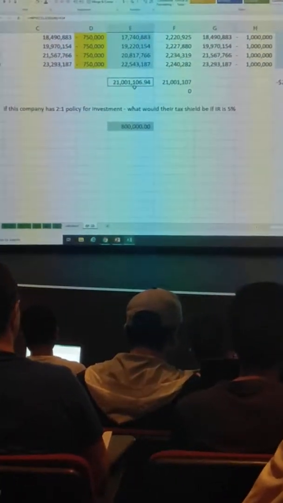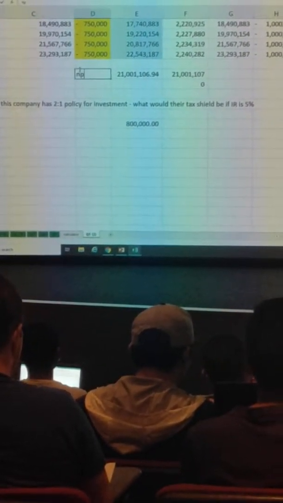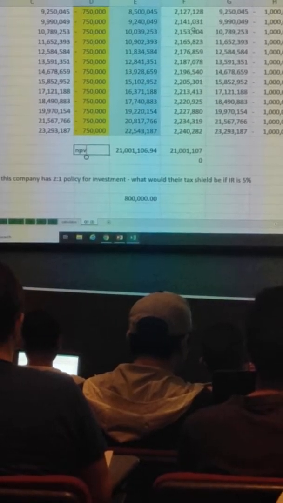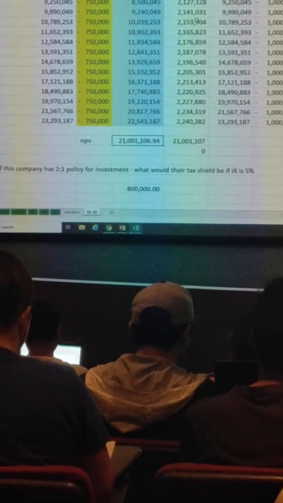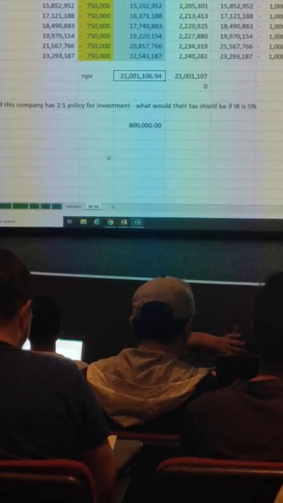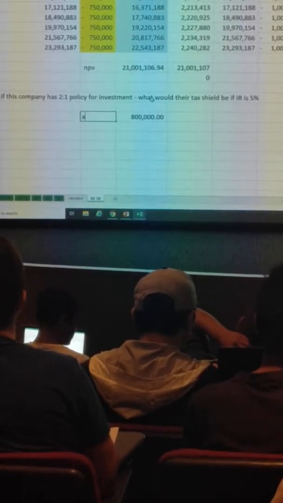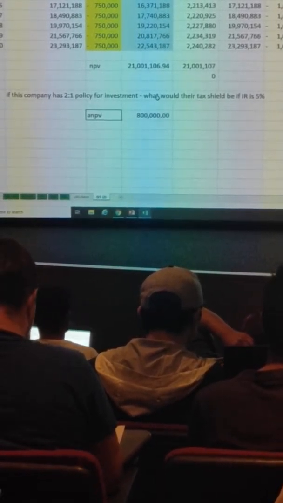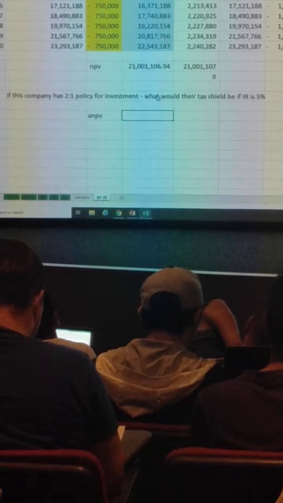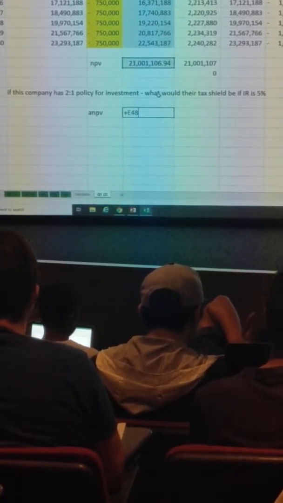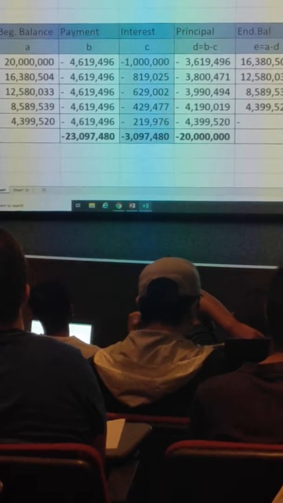So essentially, the net present value of our original document is 21 million for project A. If I was asking you for your adjusted net present value, it would be the 21 mil plus our 800.